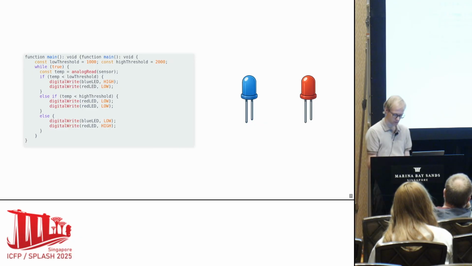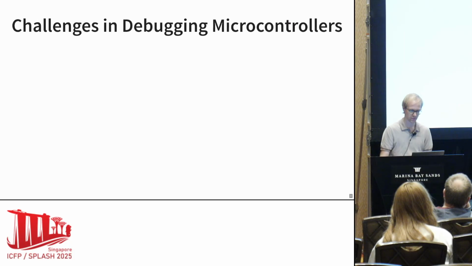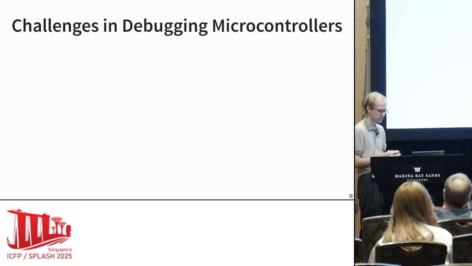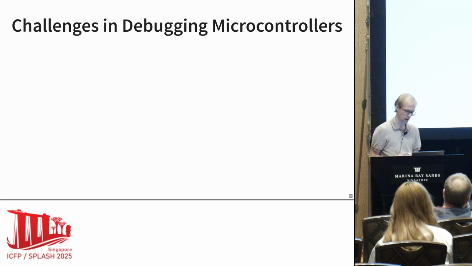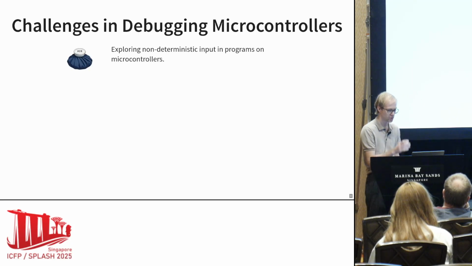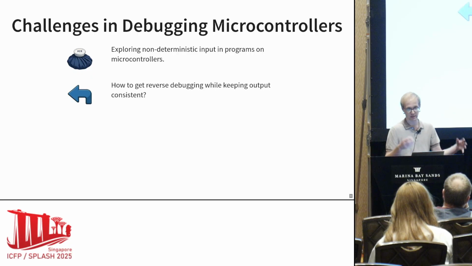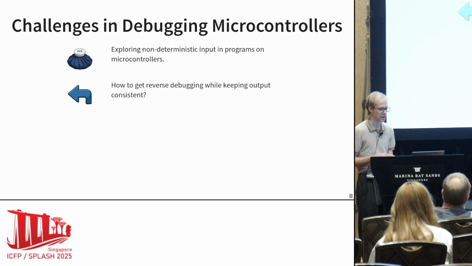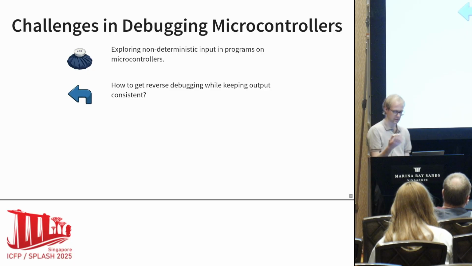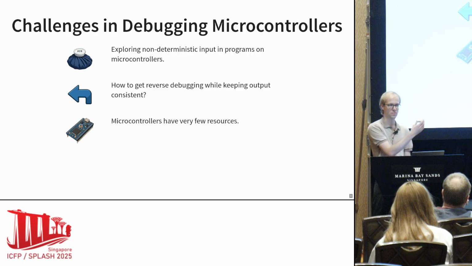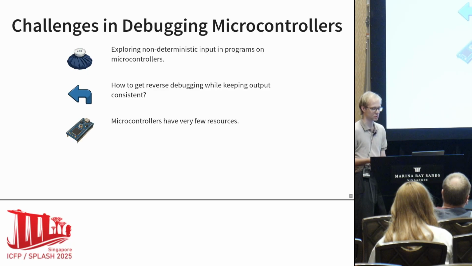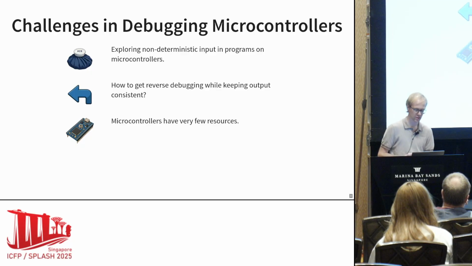To crystallize all of these problems, there are three main challenges that we identify in our paper and we address with MIO. And that is, firstly, we want to explore non-deterministic input in programs on microcontrollers. Secondly, we want to have that reversible debugging and keep the output consistent while we do so. And then, of course, we're still in the embedded environment. We want to do all of this on microcontrollers with very few resources. So that's an extra challenge.